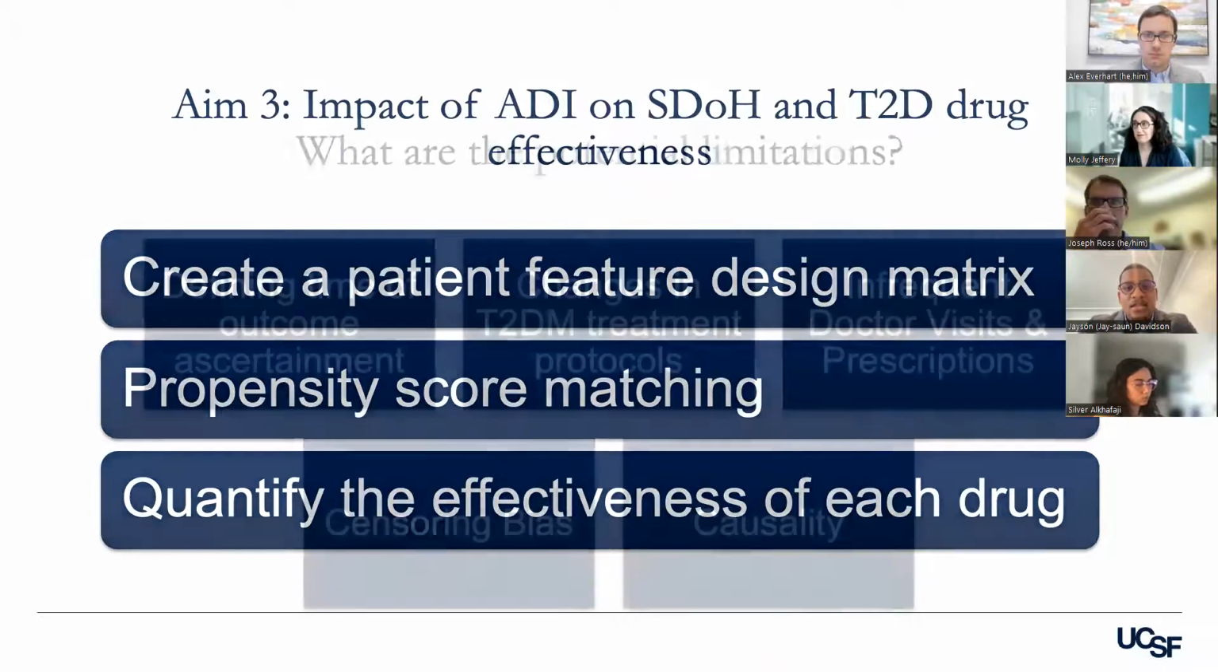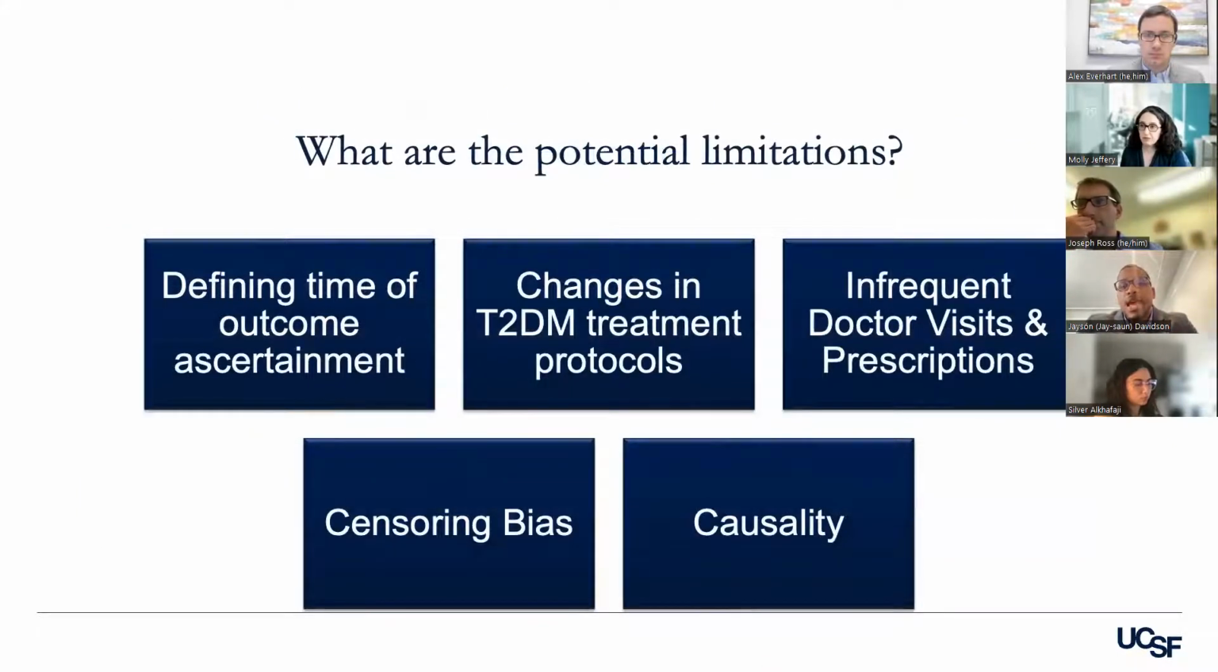So in this study, we ask ourselves, what are the potential limitations and how are we going to overcome those limitations? So for one, patients that don't have ADI information will be excluded from the data set. If time of outcome ascertainment is undefined, then it will affect defining treatment outcomes in patients, which will also affect us understanding the effectiveness. Infrequent doctor visits and prescriptions will also affect defining secondary treatments and effectiveness of patients by the changes in the treatment protocols as well.